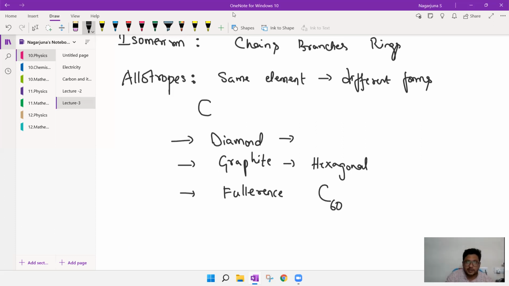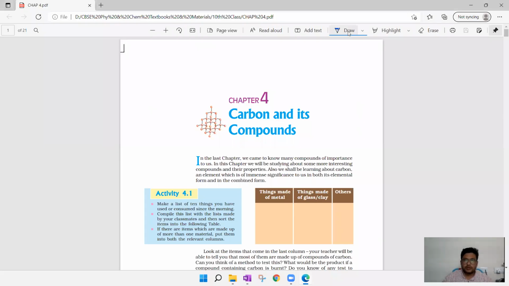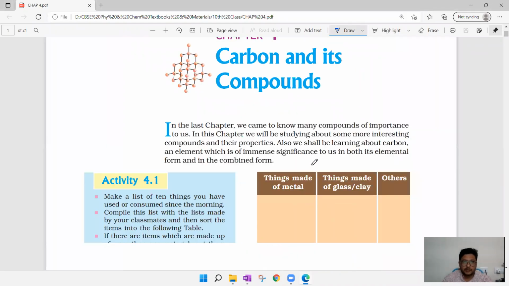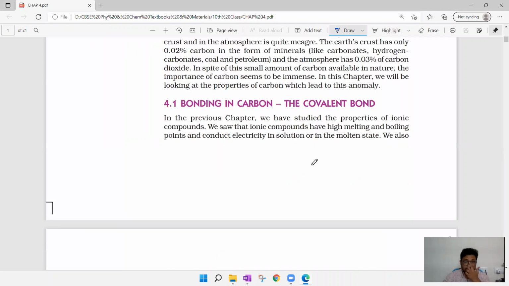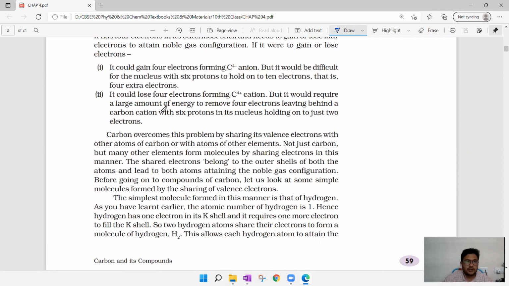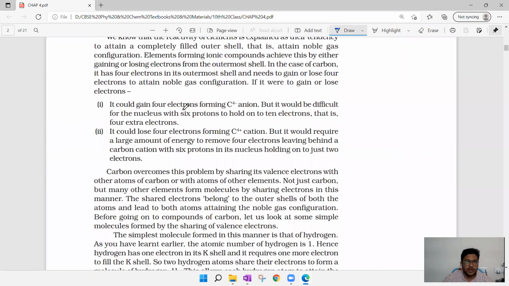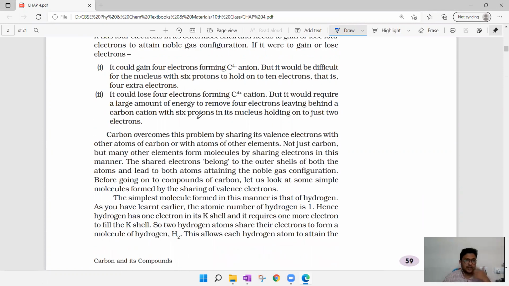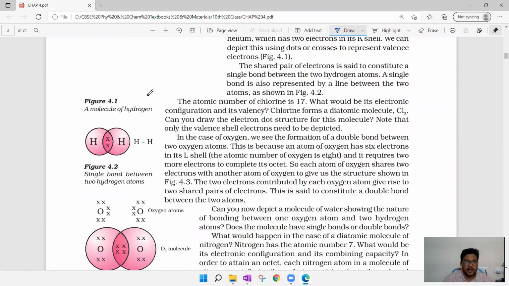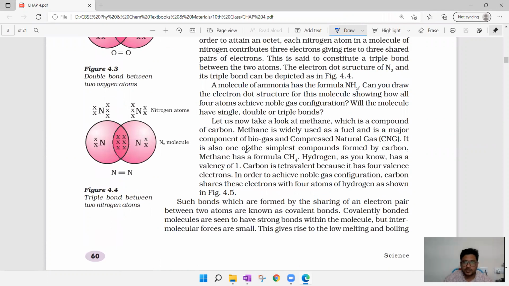So let me show you the textbook. Here you can observe, first we have discussed in the textbook the introduction part and bonding in carbon. We have seen what a covalent bond is. Carbon could gain 4 electrons, but it would be difficult for the nucleus to handle them with the 6 protons, and it cannot gain electrons, it cannot lose electrons. That explanation you can find here. Then we have seen single bond hydrogen, double bond oxygen, and triple bond nitrogen.